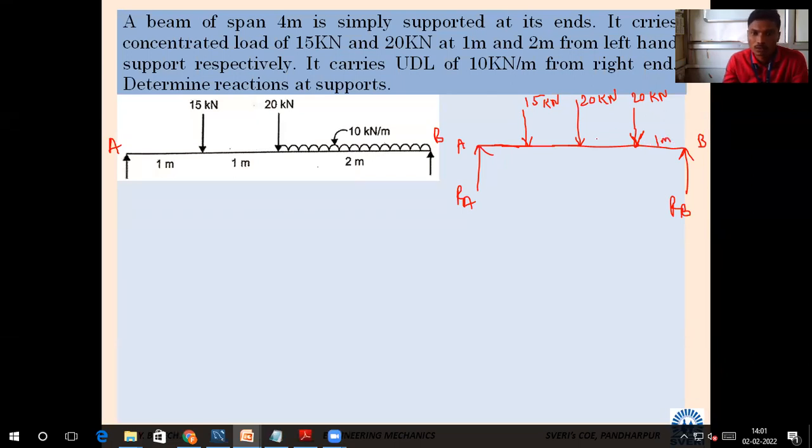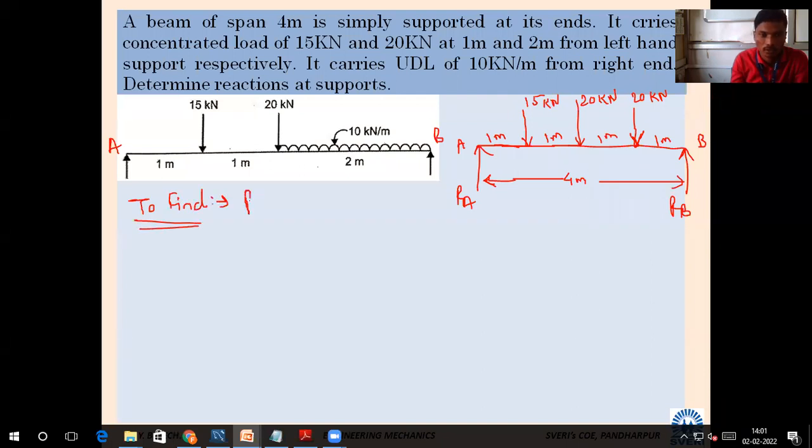1 meter. Again 1 meter. And this will again be 1 meter. And how much is the total? 4 meter. Since we have converted this problem into our simple problem, now you can find reactions A and B. Find Ra and Rb equal to how much?